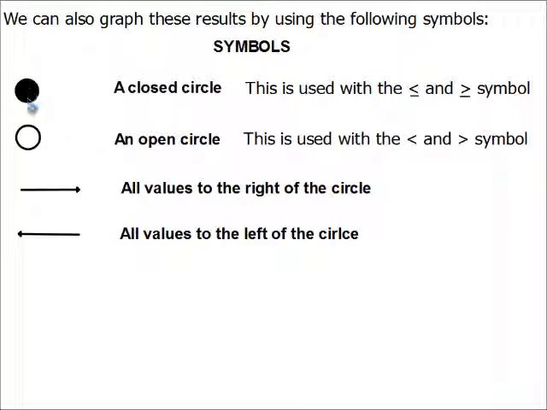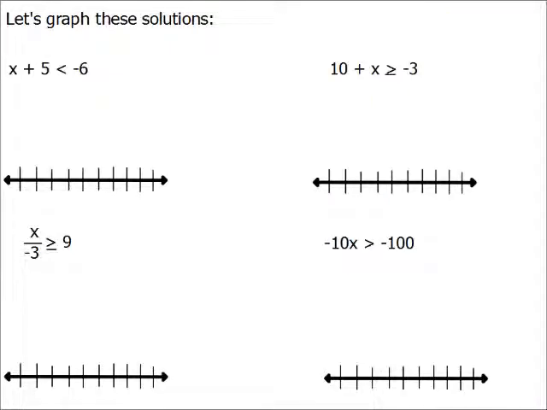So these are our things. If we have a closed circle like this, it's for less than or equal to and greater than or equal to. An open circle is for less than or greater than. A right arrow means all values to the right of the circle, and the left arrow means everything to the left of it. So now we can solve these inequalities and graph them on our number line.